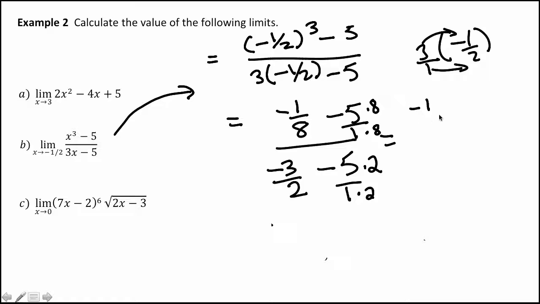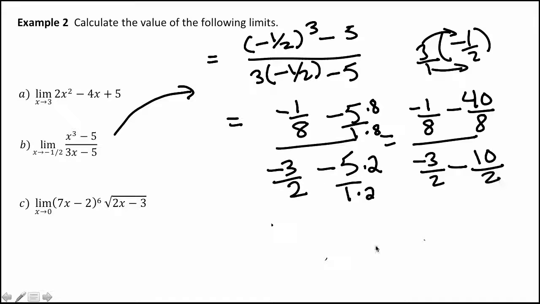Alright, so we're left with negative 1/8 minus 5 times 8 is 40. And here 5 times 2 is 10, so we have 10 over 2. Okay, now we're okay to combine these fractions. So you're going to have the common denominator, and then you're going to be able to subtract these numerators. So negative 1 minus 40 is negative 41. And then you're going to have a common denominator for the bottom fraction. Negative 3 minus 10 is negative 13.